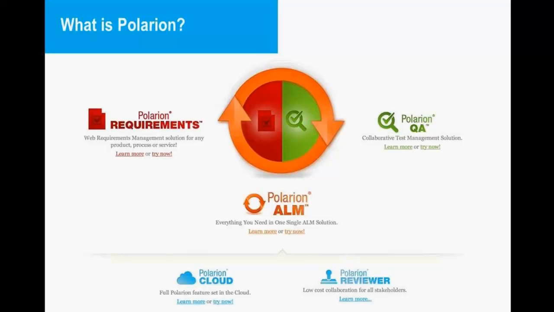We also have this Polarion Reviewer, which is a really small license, which is comparable to, for example, Acrobat Reader, where you can just review some sort of specifications and can give your comments and have some sort of collaboration tool. There's also a solution for a cloud, Polarion Cloud, so you can have your whole environment in a cloud.